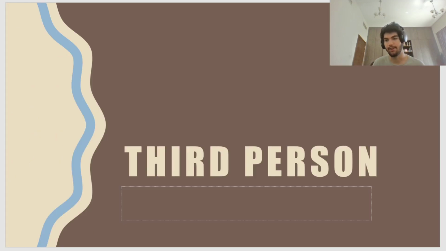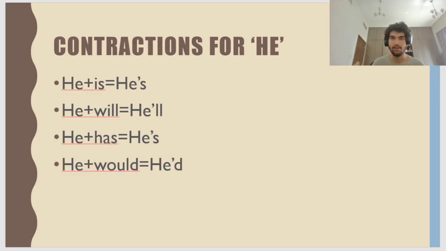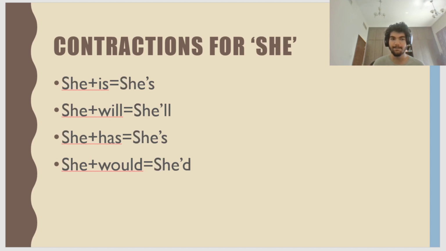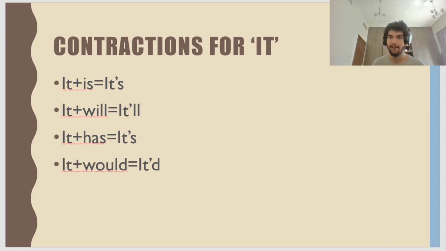Now the third person contractions. The contractions for he are he's, he'll, he's, and he'd. The contractions for she are she's, she'll, she's, and she'd. And finally, the contractions for it are it's, it'll, it's, and it'd.